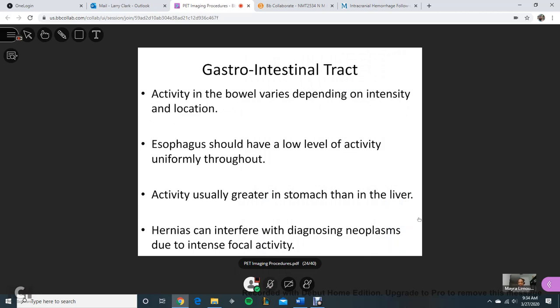All right, ready? Your gastrointestinal tract. Activity in the bowel varies depending on intensity and location. The esophagus should have a low level of activity uniformly throughout, and activity usually is greater in the stomach than the liver. Hernias can interfere with diagnosing neoplasms due to intense focal activity.